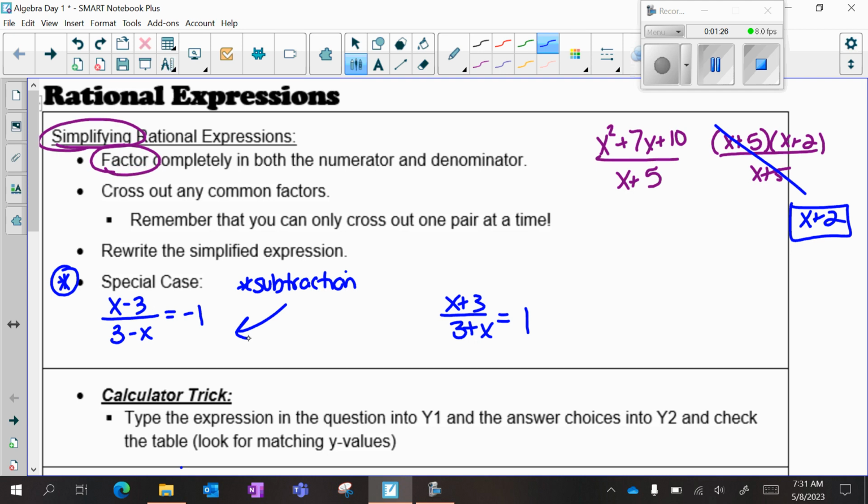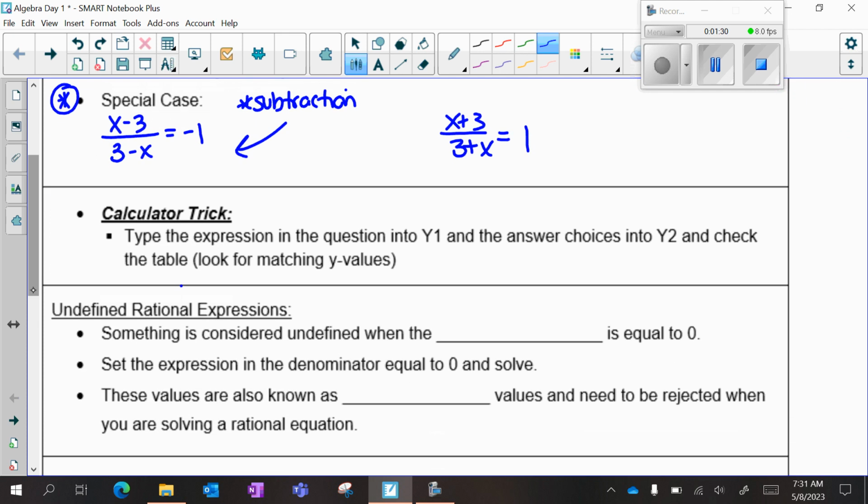Rational expressions come up most often as a multiple choice question. And for multiple choice, you can use your calculator trick. You will usually see the phrase equivalent. And you can put the question in Y1, the answer choices in Y2, and you're going to look for matching values in your table.